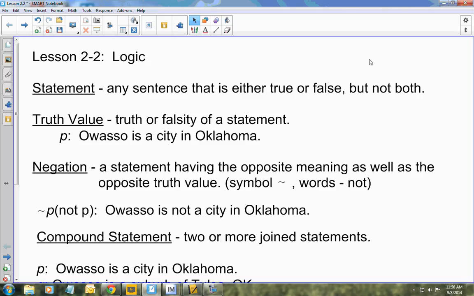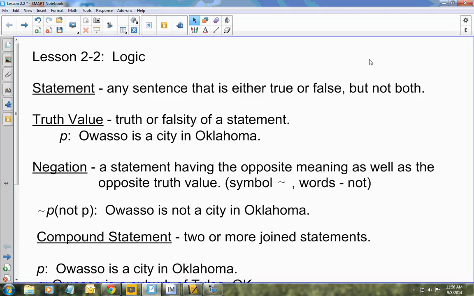But a statement is any sentence that is either true or false, but not both. If I said, my name is Mrs. Smith, would that be true or false? That is a true statement. If I said, my name is Mrs. Jones, would that be true or false? That would be false. And so a statement is either true or false, but it's not both. The truth value is the truth or falsity of a statement. That's just what we determined, whether my statement was true or false.